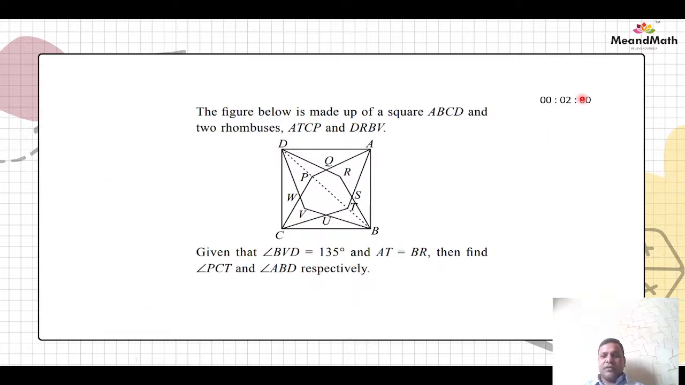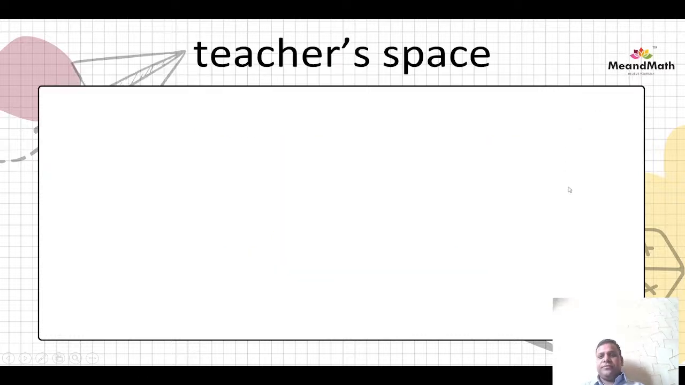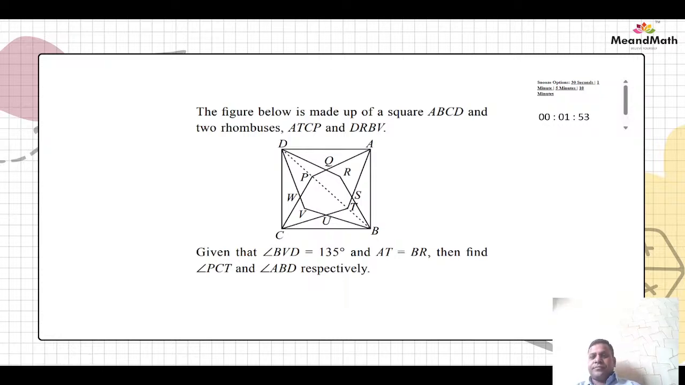Again I say this question is very easy. It is not difficult at all. Why not? When you solve it, you will find out. Now I will give you 2 minutes to solve it. Your time starts now. This diagram looks a little bit complex, but it's not. I'll give you a hint: the two rhombuses inside, ATCP and DRBV, both are equal. They are the same, not different. Then you can find the answer. Solve it.